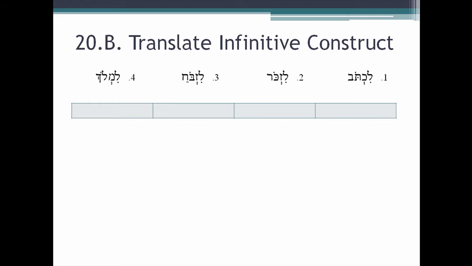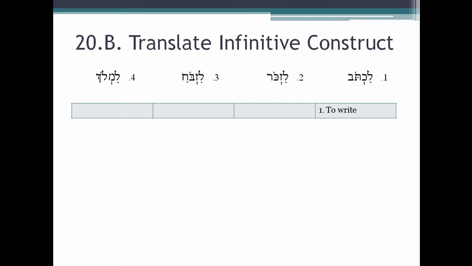So we have, of course, going right to left. What we're going to have here is the infinitive construct prefixed with a lamed. Most of them will have lamed. Some will have something else, another prefixed preposition as we go. But we just want to translate with the preposition in mind. So, number 1, liktov, to write.